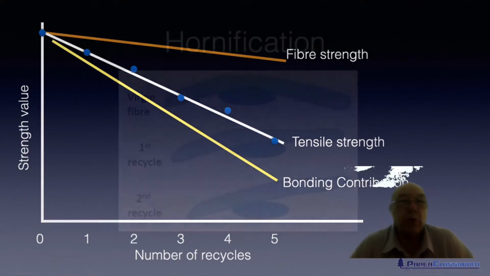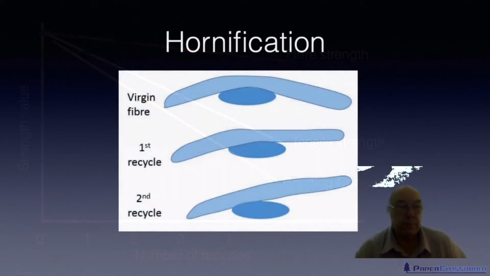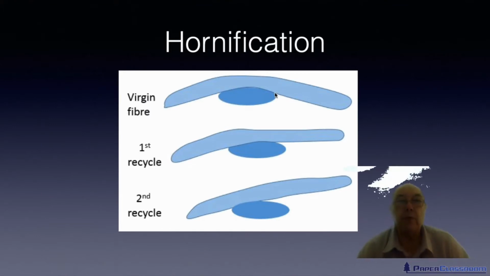And here's a slide I've shown you on 2 or 3 other videos. With the virgin fibre, you have this very flexible fibre that will give you a lot of contact area, therefore a lot of hydrogen bonds, and therefore good bond strength. When you've recycled that fibre, you can't pump as much water in, it's stiffer, the contact area is reduced, therefore the number of hydrogen bonds is reduced, therefore you have a weaker piece of paper. And you recycle it again and it gets even stiffer, etc.